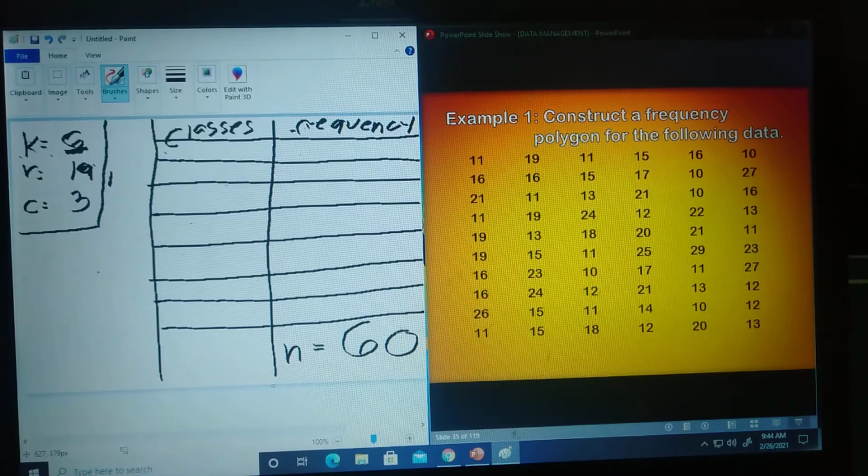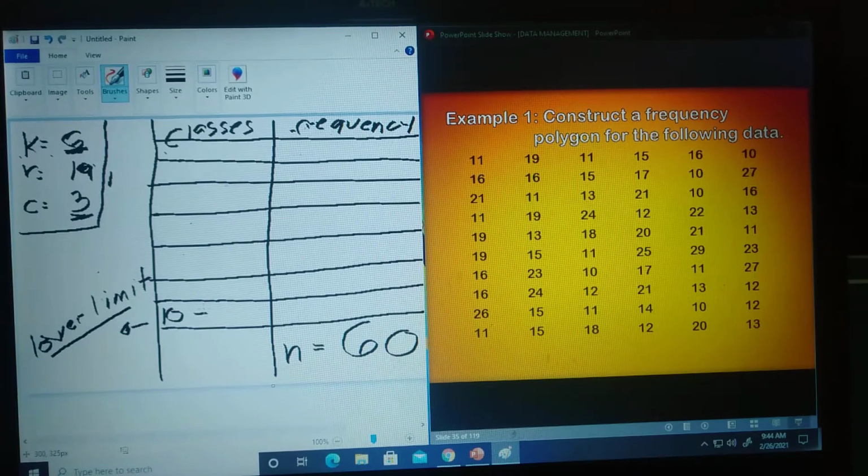Now, kumpleto na yung 6 or 7 na classes natin. Gawa na tayo ngayon ng class, yung gagamitin natin itong class size. Sabi sa step 4 kanina, di ba? We will use the lowest value as our first lower limit. Ano nga ba ang lower limit? Ito yung mga lower limit dito. Since ang lowest dito is 10, ito yung tinatawag natin na lower limit. Okay, so 10.